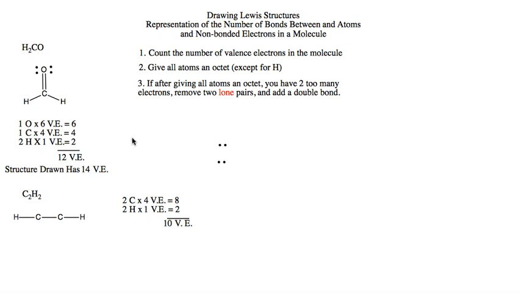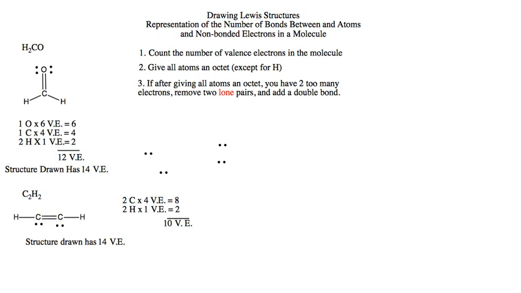And when we go and do the second step, which is to give all atoms an octet, remembering that hydrogen doesn't get an octet, each hydrogen only has 2 electrons, we get a structure like this, which has a total of 2, 4, 6, 8, 10, 12, 14 electrons. So I go through this process one time and remove a pair of electrons from here and from here, and add an extra bond.